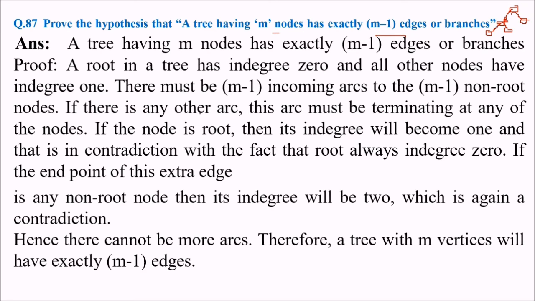If there is any other arc, this arc must terminate at some node. If the node is the root, then its in degree will become 1, which contradicts the fact that the root always has in degree 0. If the end point of this extra edge is any non-root node, then its in degree will be 2, which is again a contradiction. So there cannot be more arcs. Therefore, a tree with m vertices has exactly m minus 1 edges.